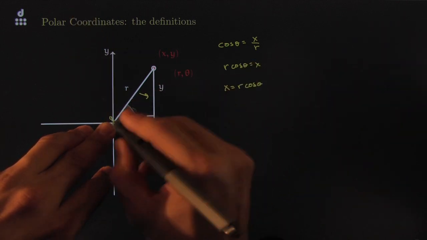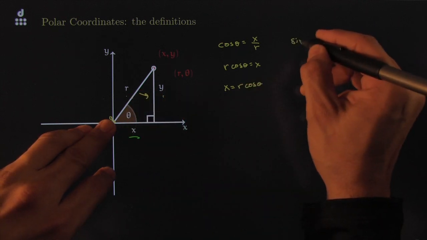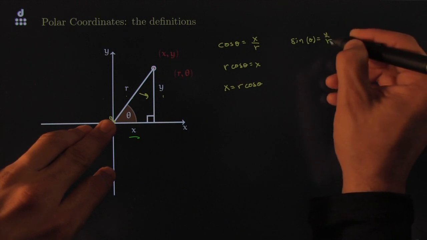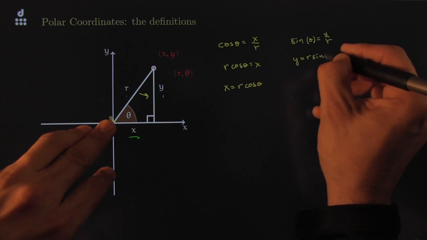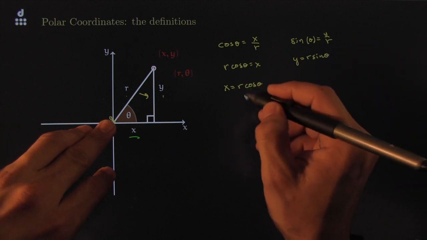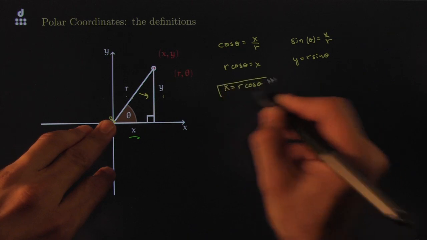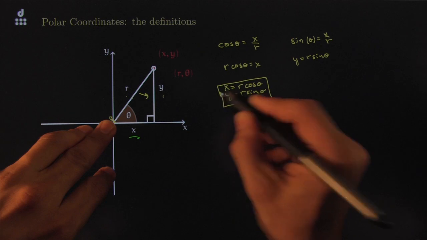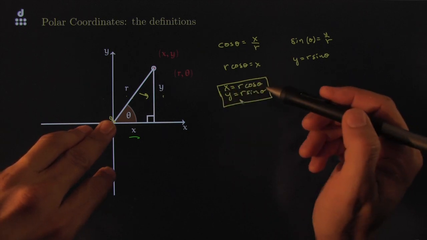Similarly, you look at this ratio. From here, this is the opposite side, and this is the hypotenuse. We know a famous function that describes such a ratio. That famous function, of course, is sine. This tells you that y is equal to r times sine theta, and this gives you some sort of a dictionary that says, hey, anytime you want to convert from one to the other, if you know theta and r, you can easily get x and y, no problem.